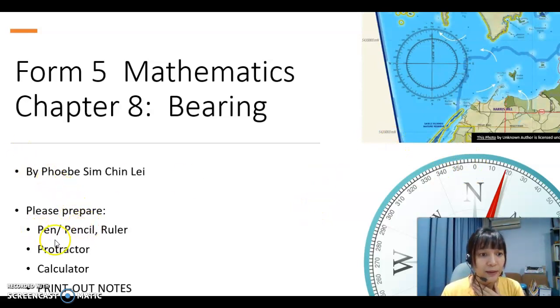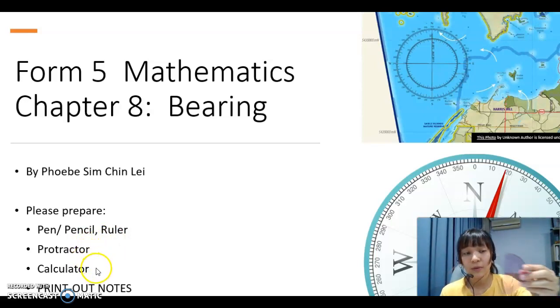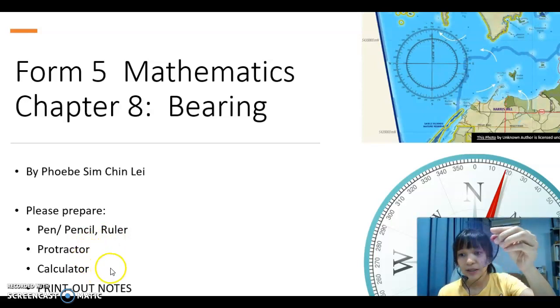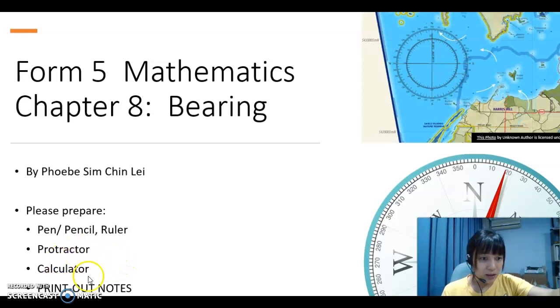Please prepare one pen or pencil, ruler, protractor. Remember, if you have a protractor at home, you will need this. You need a calculator and also print out notes. The notes that I give you, you have to print them out and do them, because we're going to discuss the questions.